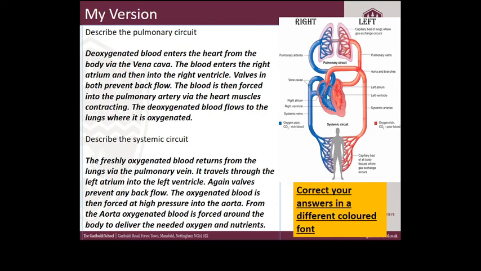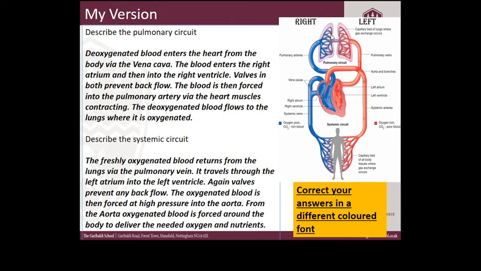The blood is then forced into the pulmonary artery, you see here, because the heart muscles contract. So as they contract, they push. So the blood is under such high pressure, it gets pushed out, and deoxygenated blood flows into the lungs where it is oxygenated. Now, the systemic circuit.